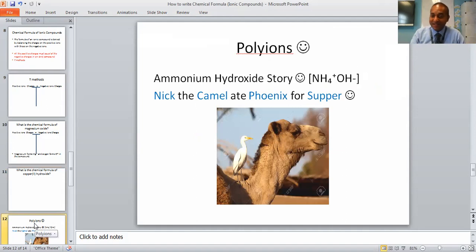I have a very simple technique that I have learned from many students before, students just like you. I want to share with you how to remember these polyions. I like to name the story the ammonium hydroxide story. You can see ammonium is NH4 plus and hydroxide is OH minus.